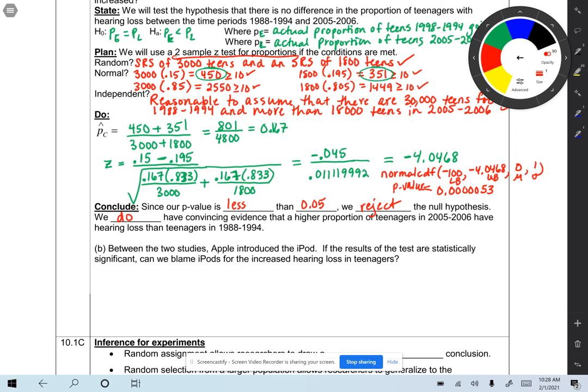Part B. Between the two studies, Apple introduced the iPod. If the results of the test are statistically significant, can we blame iPods for the increased hearing loss in teenagers? And the answer is no. I mean, yes, our p-value is low, but we don't blame that for the increase in hearing loss. We would truly need to run an experiment to show cause and effect. So no, we need to run an experiment to show cause and effect.